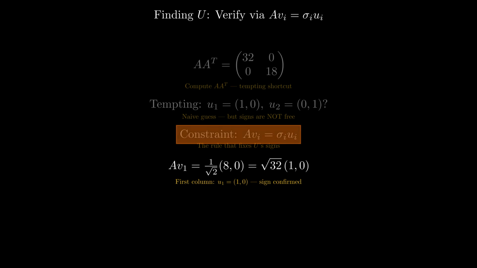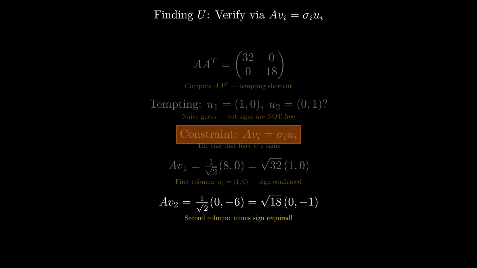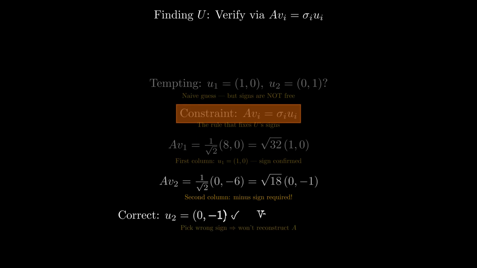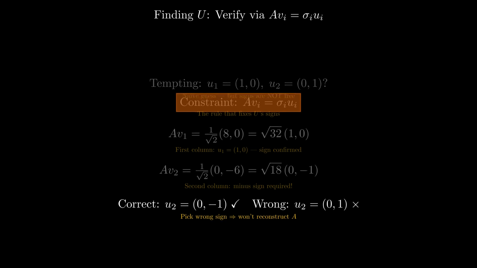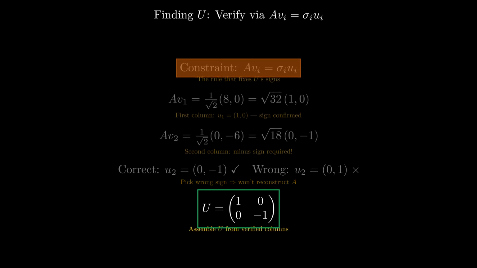Let's check. A times v1 is A times 1 over root 2 times the vector 1, 1, which gives 1 over root 2 times 8, 0. That equals the square root of 32 times 1, 0. Good. u1 is 1, 0. Now A times v2 is 1 over root 2 times 0, minus 6, which equals the square root of 18 times 0, minus 1. So u2 must be 0, minus 1, not 0, plus 1. Pick the wrong sign and your factorization simply doesn't reconstruct A. Always verify U through A times V.